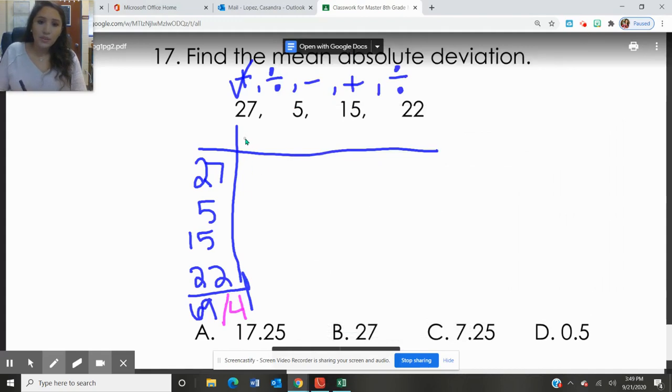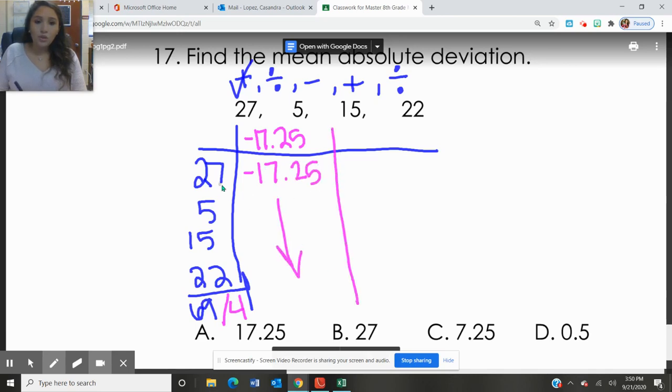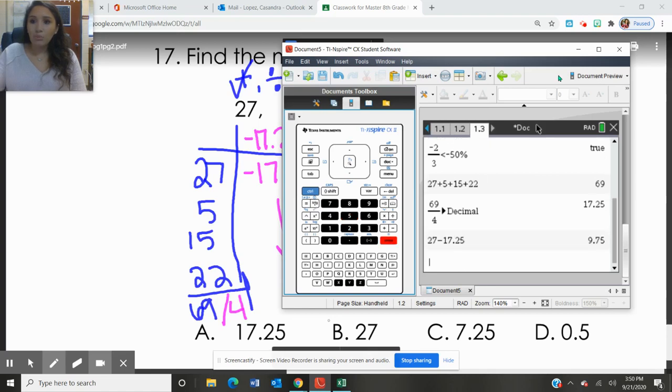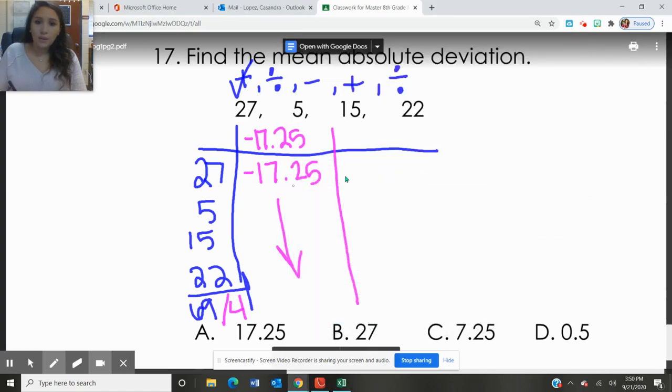So what I'm going to do is I'm going to subtract 17.25 from each of these numbers. So minus 17.25 all the way down. Okay. So 27 minus 17.25. I'm going to put that in my calculator, and I get 9.75. Okay. Let me change the color. So I get 9.75.